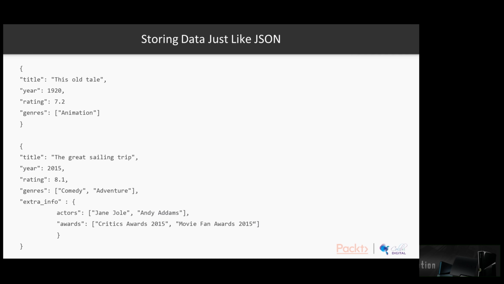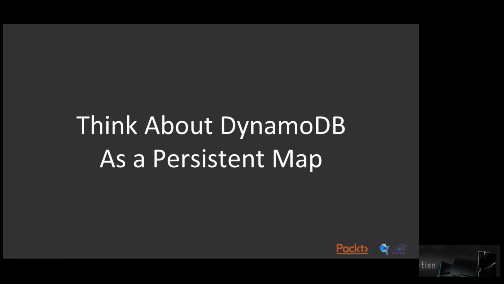If we had a movie table, we can have two JSON documents. They can be a completely different shape, have completely different attributes. All that matters that's consistent is whatever our primary key is. That could be title, it could be movie ID, it could be anything, but that's the only field that has to be there. So I want you to think about DynamoDB as a persistent map.